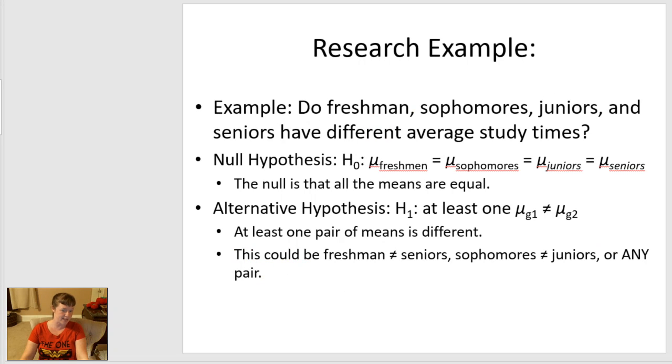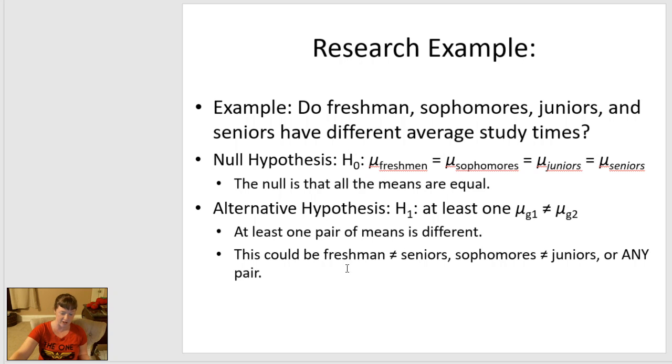So let's do a research example. Here we have, do freshmen, sophomores, juniors, and seniors in high school have different average study times? Well, the null hypothesis would be that the average study time for freshmen is exactly the same as the average study time for sophomores, which is exactly the same as the average study time for juniors, which is exactly the same as the average study time for seniors. That all 4 groups have precisely the same average study time, that there's no differences among these averages. And the alternative is just that at least one group average is different from at least one other group average. That there's at least one mean difference here.